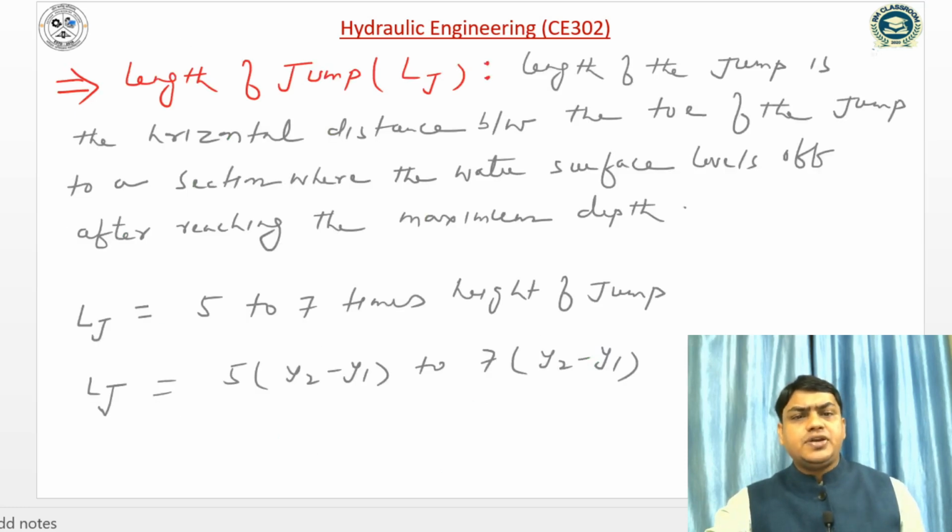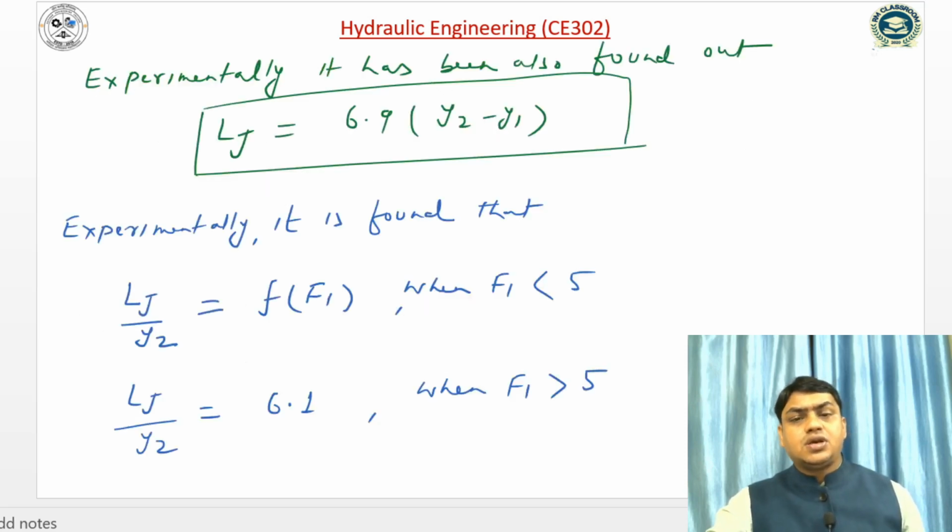Length of the jump is defined as the horizontal distance between the toe of the jump to a section where the water surface levels off after reaching the maximum length. And the length of the jump is generally 5 to 7 times the height of the jump. And the height of the jump is y2 minus y1. So it can be 5 into y2 minus y1 to 7 into y2 minus y1. Experimentally, it has also been found that length of jump is equal to 6.9 into y2 minus y1. And when Froude number is less than 5, Lj by y2 is a function of initial Froude number. And similarly, when the Froude number is greater than 5, Lj by y2 is equal to 6.1.